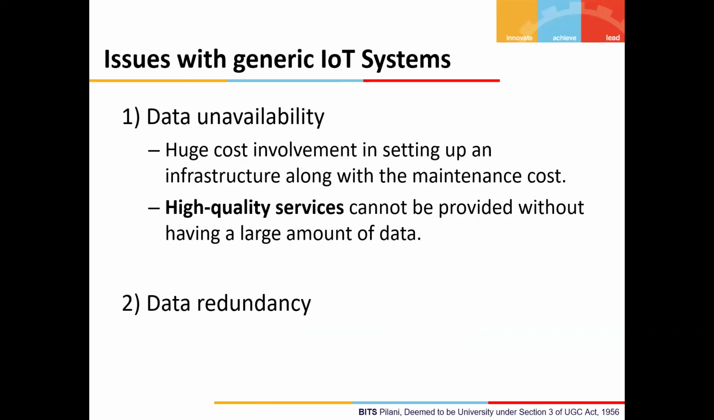Now, what are the issues with the generic IoT system? One is data unavailability. Why am I saying data unavailability? If I want to collect data all over India, I need to first deploy the sensors, which will give me a huge cost, right? And we need to set up the infrastructure as well, which will also give me a huge cost. Another one is the maintenance cost. Who will maintain such a huge network, right? So this is the first thing, and that is why we are calling it data unavailability.